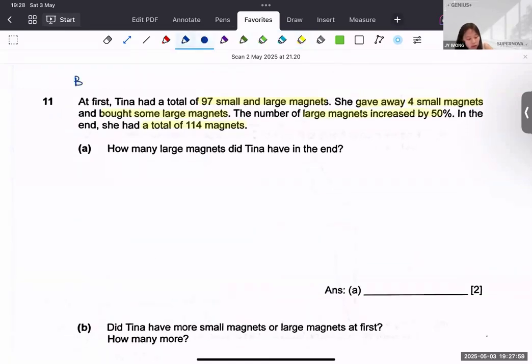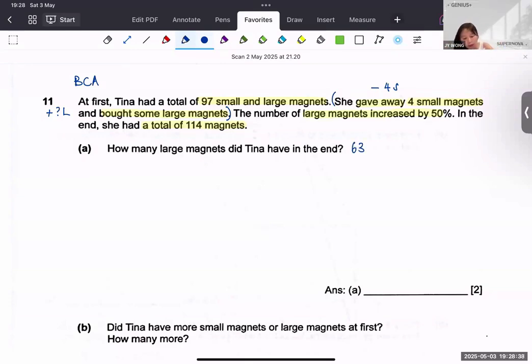Again, you notice it's BCA. Why? There's change. What's the change? The change is this part: you minus 4 small, then you add question mark large. Those who have gotten 63 for part A, you are correct.